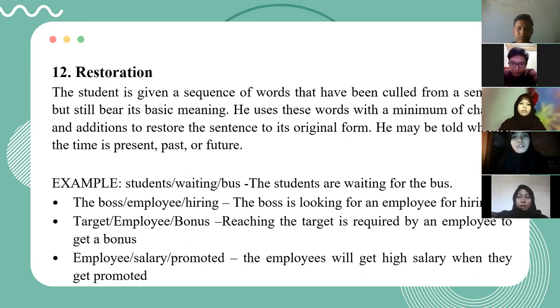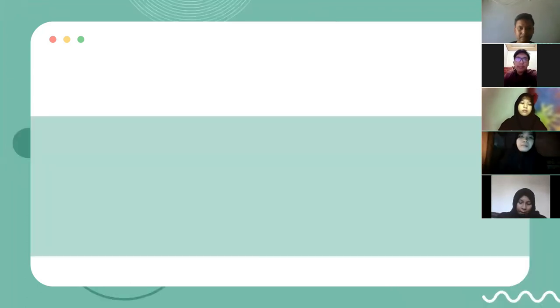The boss is looking for an employee for hiring. Nice. Number 2, target / employee / bonus. Reaching the target is required by an employee to get a bonus. Nice. Number 3, employee / salary / promoted. Employees will get high salary when they get promoted. Nice. Then we have covered all the types of learning.